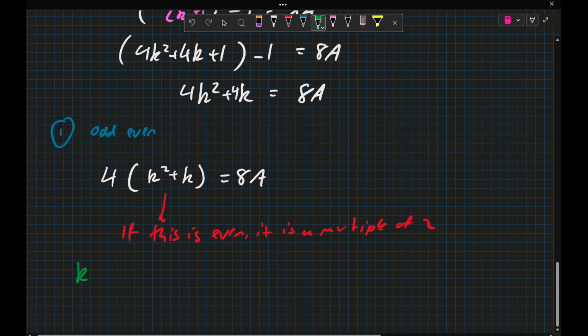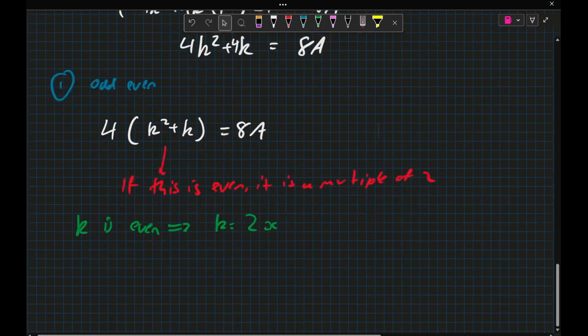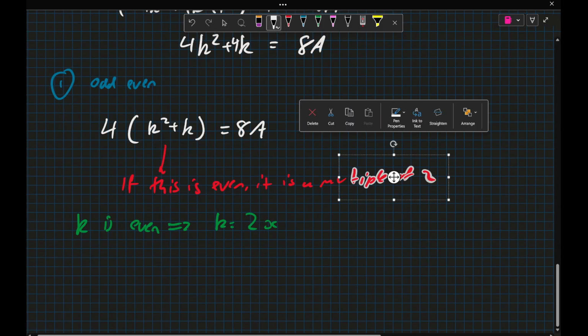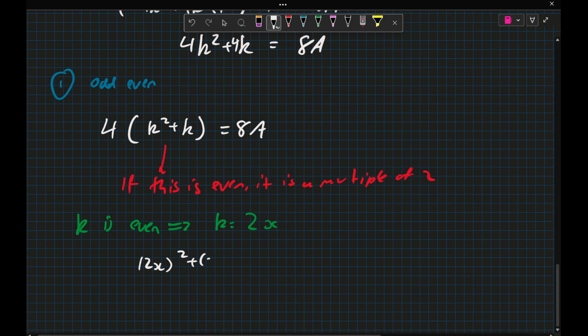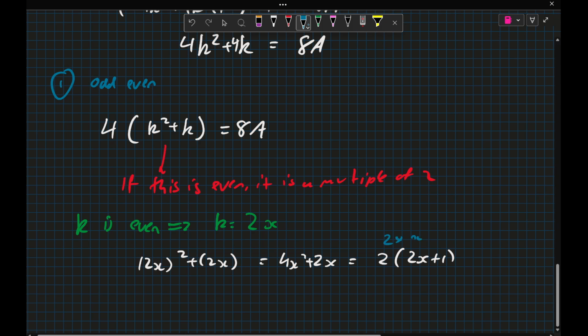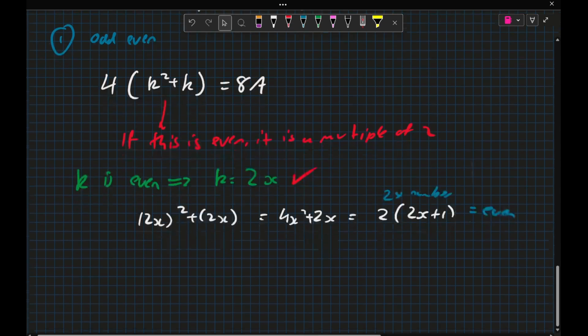So let's test k is even. So that implies that k is 2 times some other number, say x, because you're going to use that. We'll end up getting (2x) squared plus 2x, which simplifies down to 4x squared plus 2x. And then if we take a 2 out the front, we get 2 times a number, which is even. So if k is even, then this must be true.